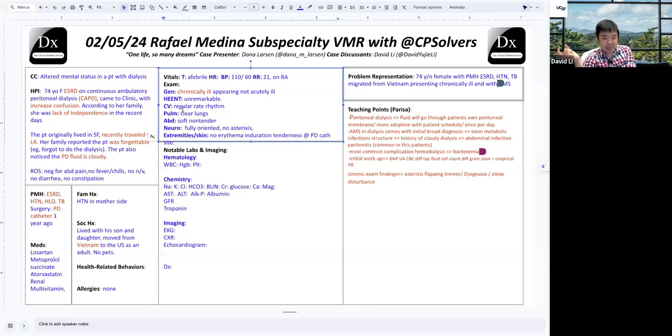And then you can get a BMP and compare the BUN to prior BUNs. If she has worsening azotemia, which is a higher BUN from prior, that can potentially be a clue that the altered mental status can be uremia. It doesn't sound like she has other signs of uremia like asterixis or dysgeusia. Somnolence would be another one.